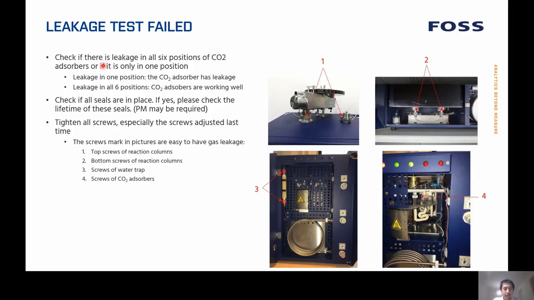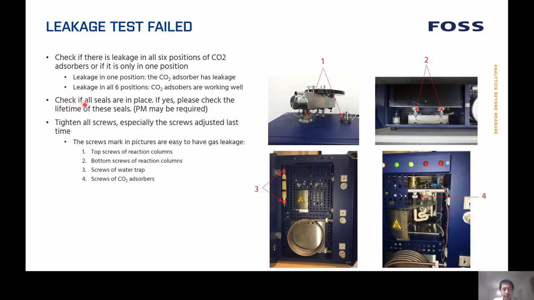So check if there is leakage in all 6 positions of the CO2 trap or if it's only one position. If the leak is in one position, that means that CO2 absorber has leakage. If there is leakage in all 6 positions, then the CO2 traps are working fine, so there's leakage from other positions.